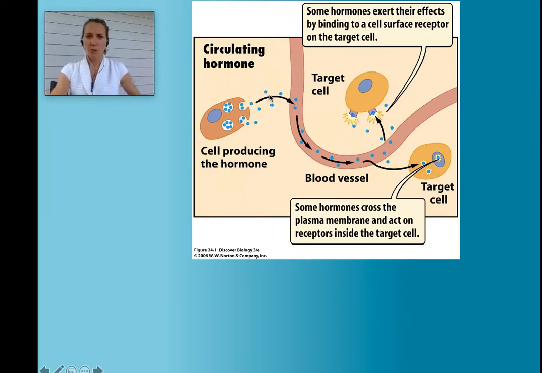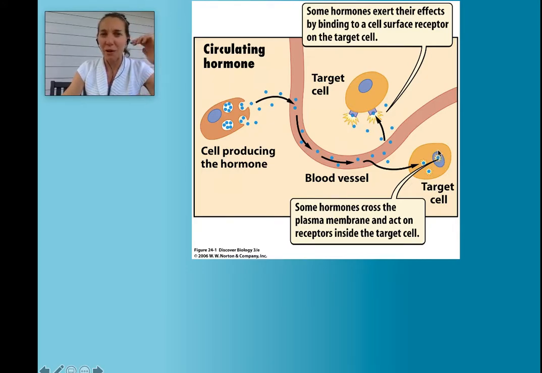The hormones shown in blue here travel through your bloodstream, and they will either bind externally to receptors on the cell surface and then exert their effects on the target cell as a consequence, or they're going to go right through the cell membrane and bind to receptors on the inside of the cell.